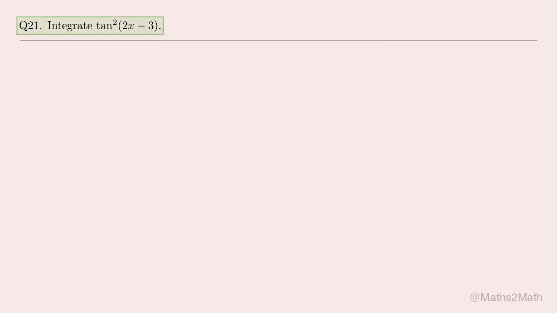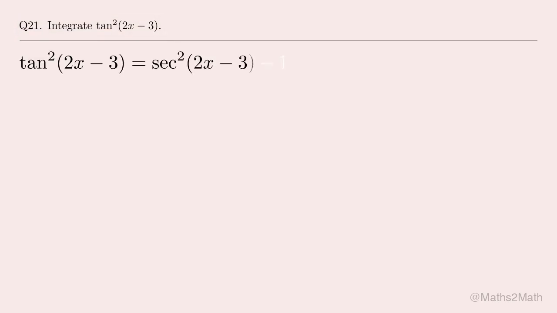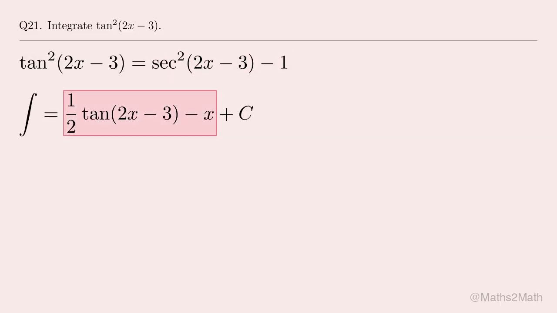Question 21. Tangent squared converts to secant squared minus 1. Then the linear angle divides by 2. Use the identity first. Integrate half tangent of the angle minus x.